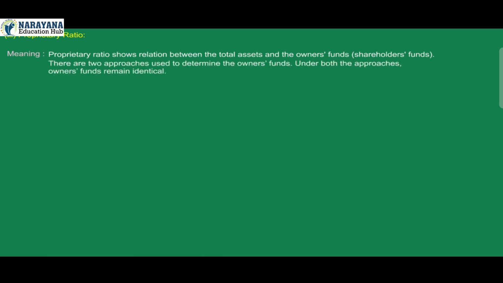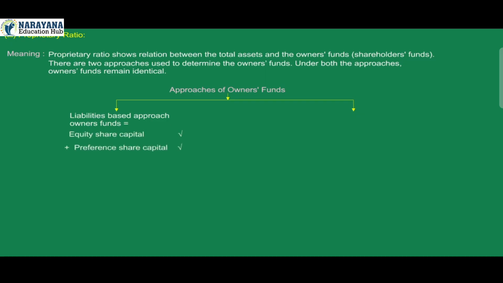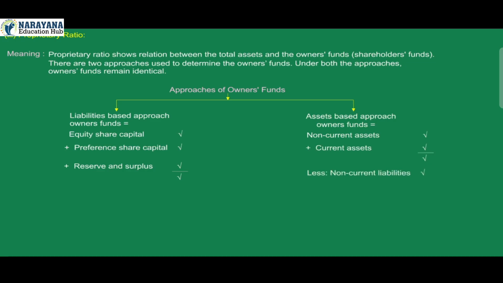3. Proprietary ratio. Meaning: proprietary ratio shows the relation between the total assets and the owner's fund, that is shareholders' funds. There are two approaches used to determine the owner's funds. Under both the approaches, owner's funds remain identical. Approaches of owner's funds. Liabilities-based approach: owner's funds is equal to equity share capital plus preference share capital plus reserves and surplus. Assets-based approach: owner's funds is equal to non-current assets plus current assets less non-current liabilities plus current liabilities.